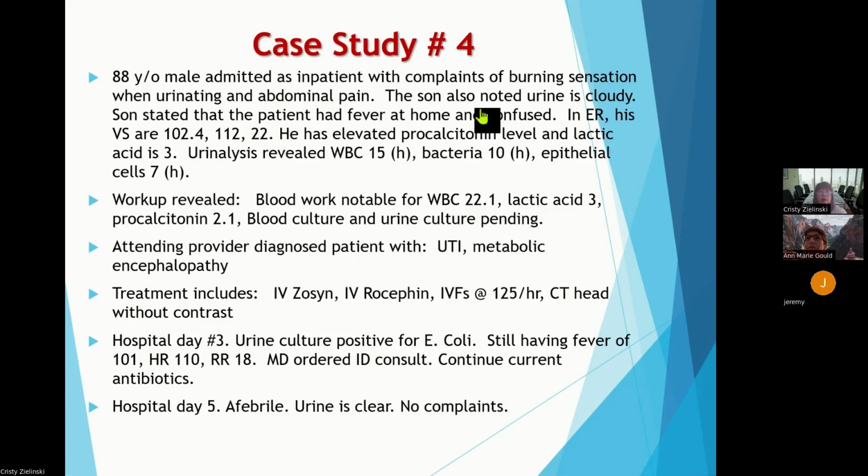Okay, case number 4. This is an 88-year-old female admitted as inpatient with complaints of burning sensation when urinating and abdominal pain. The son also noted urine is cloudy. The son stated that the patient had fever at home and was confused. In the ER, her vital signs are temp 102.4, 112/22. She has elevated procalcitonin level and lactic acid of 3. Urinalysis revealed WBC of 15, which is high, bacteria 10, high, epithelial cells of 7, which is also high.